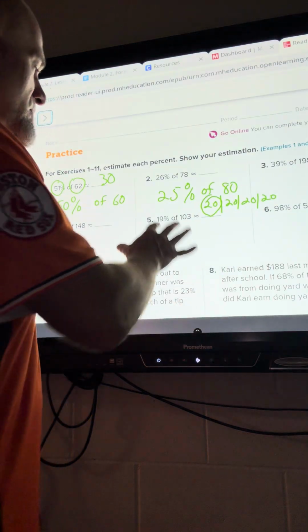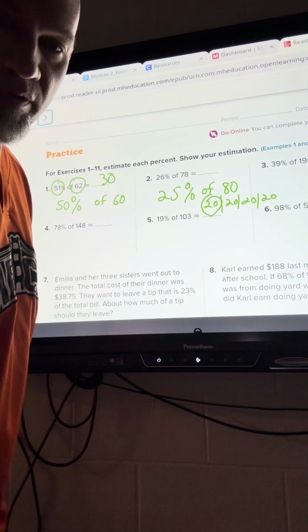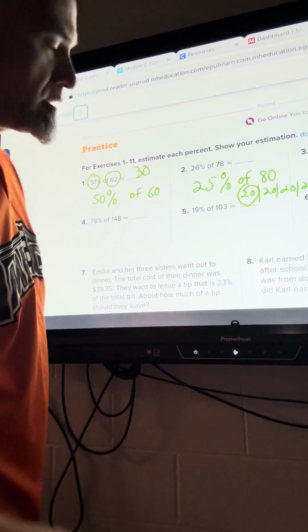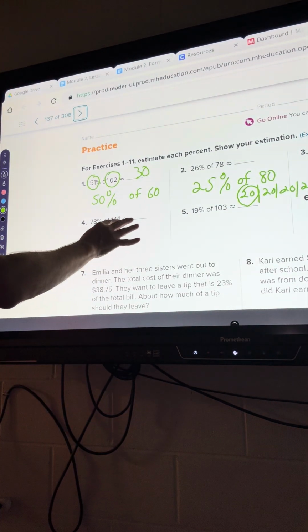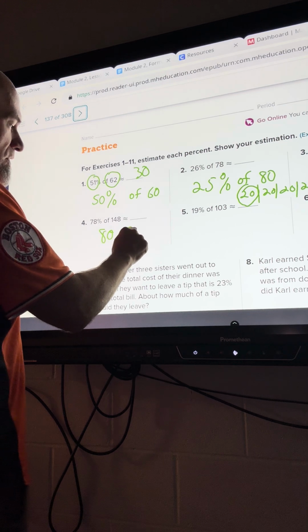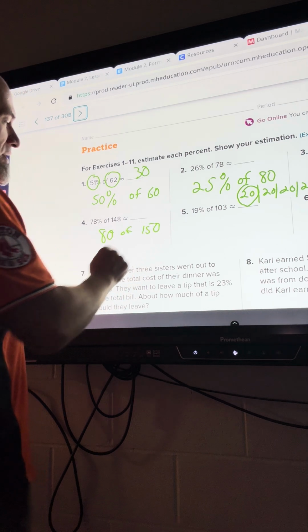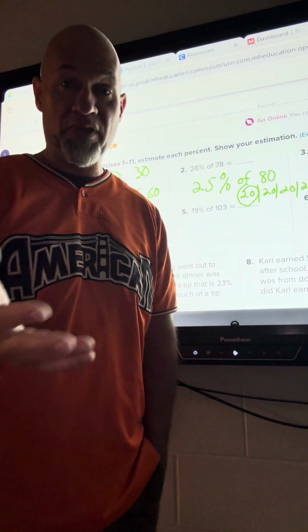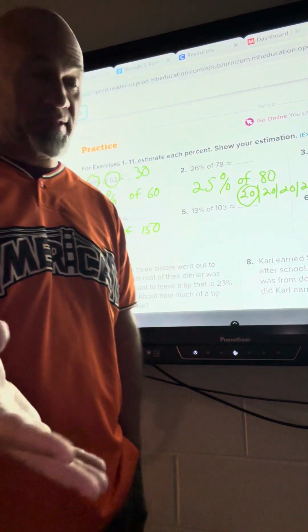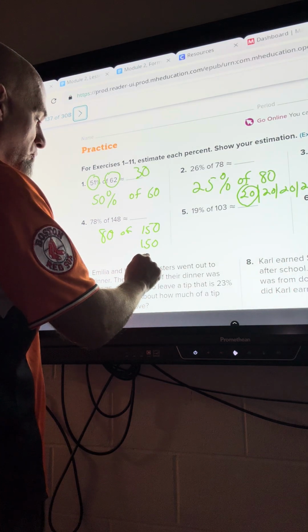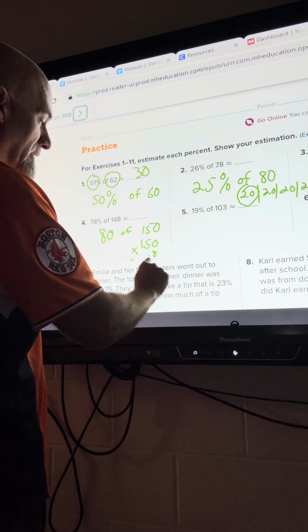So let's see, number 4 over here. 78% of 148. You're really looking probably more for 80% of 150. Now on that one, you're probably going to have to use some strategies that we've used to figure out actual answers. So I would think about multiplying 150 by 0.8 or 0.80.